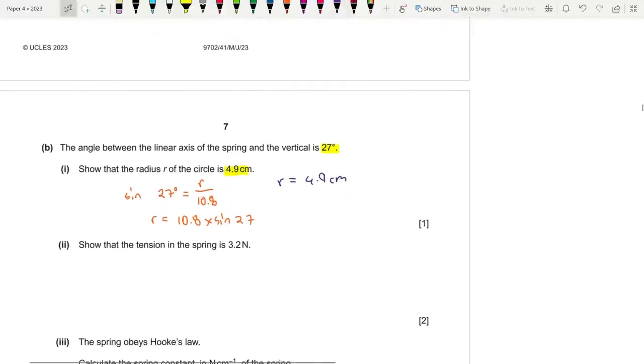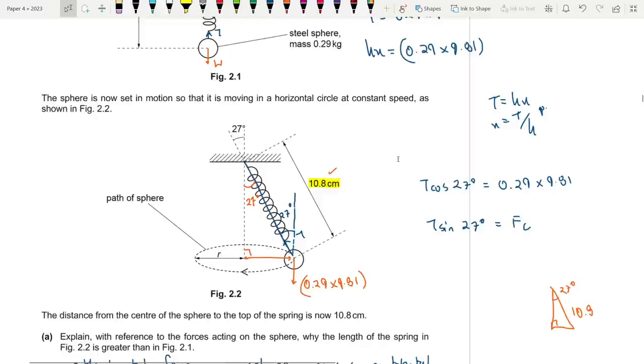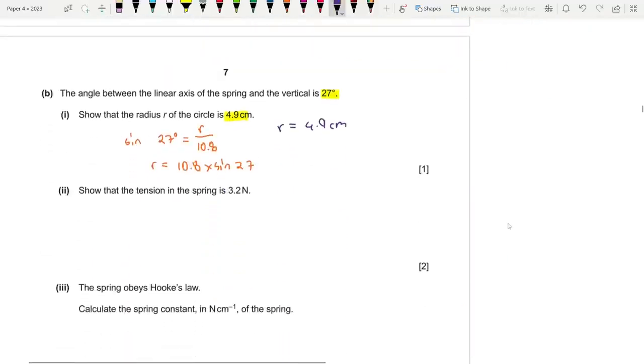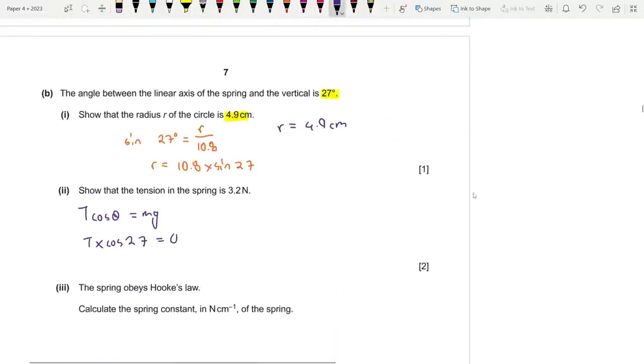Fine. Next, show that the tension in the spring is 3.2 newtons. We can do this by balancing weight. T cos theta is equal to mg, which is the weight. So T times cos 27 is equal to, what was the mass? 0.29, right? Times 9.81. So T is 0.29 times 9.81 divided by cos 27, which gives us a value of T equal to 3.2 newtons.